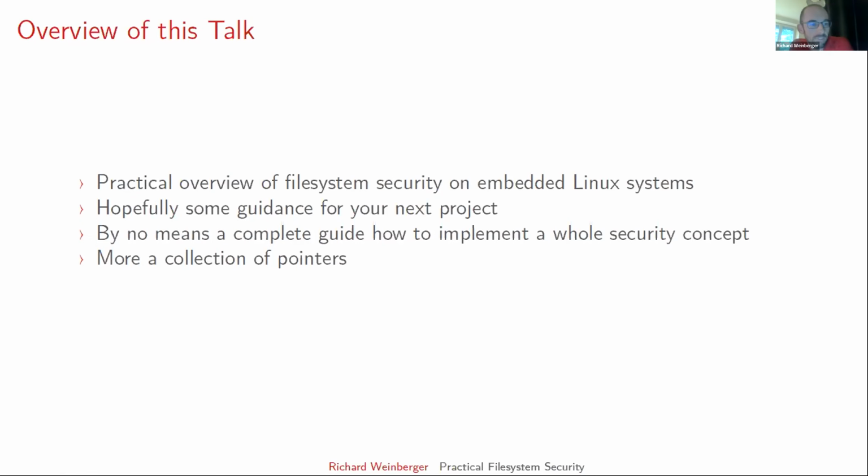Anyway, the goal of this talk is to give you an overview of what you can do with file system security on embedded Linux systems. And hopefully this will give you guidance for a next project, so you can look up what you can use next time and how you can use it correctly. And of course, this talk is by no means a complete guide on how to implement a whole security config. It's more a collection of pointers and hopefully gives you some new ideas. And then, like I said, pointers to in-depth documentation.